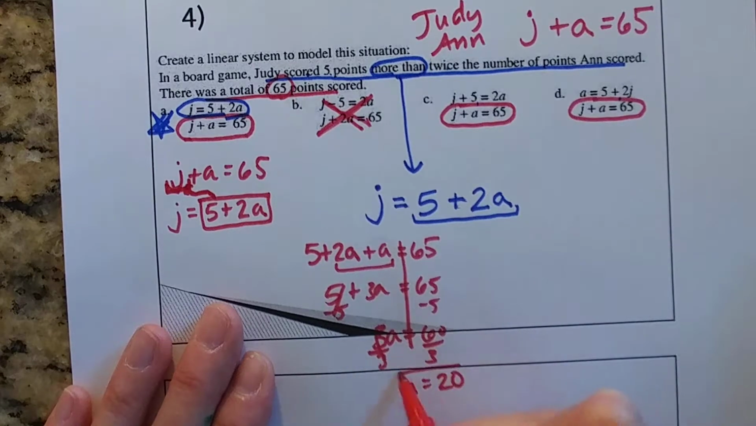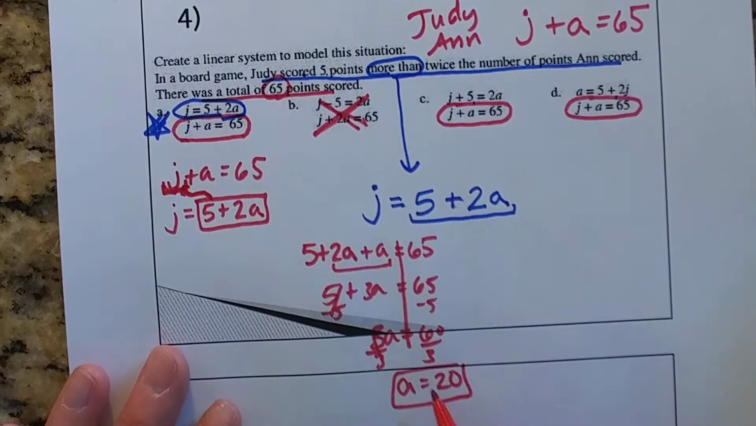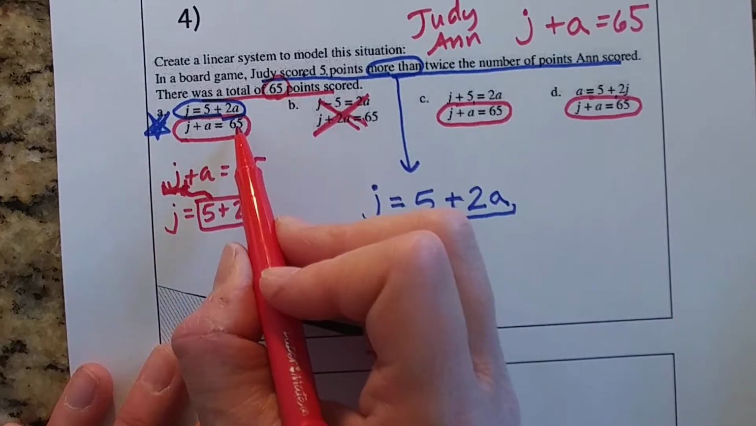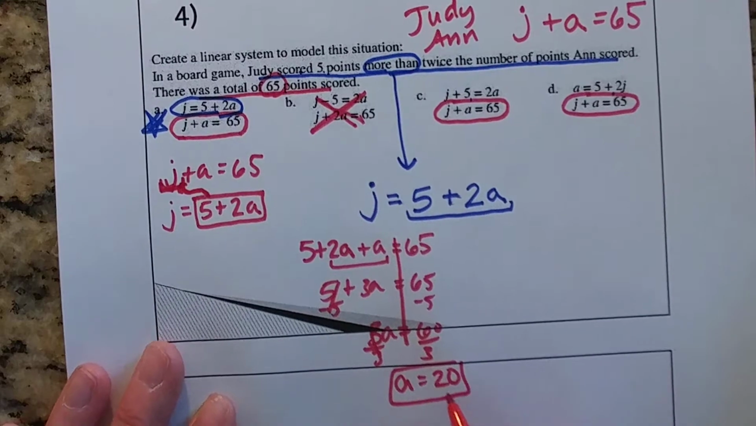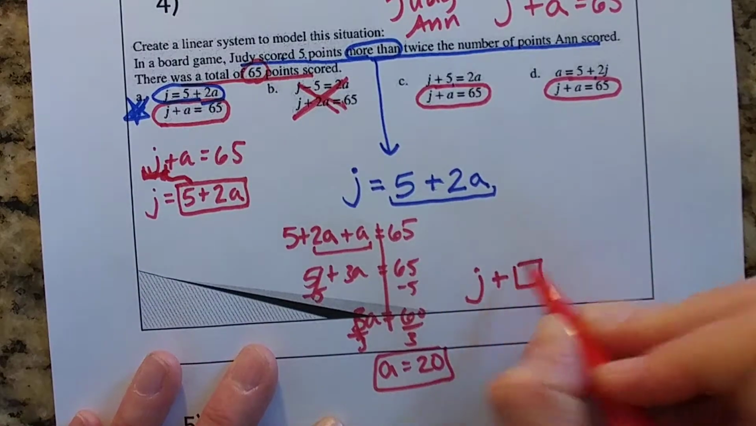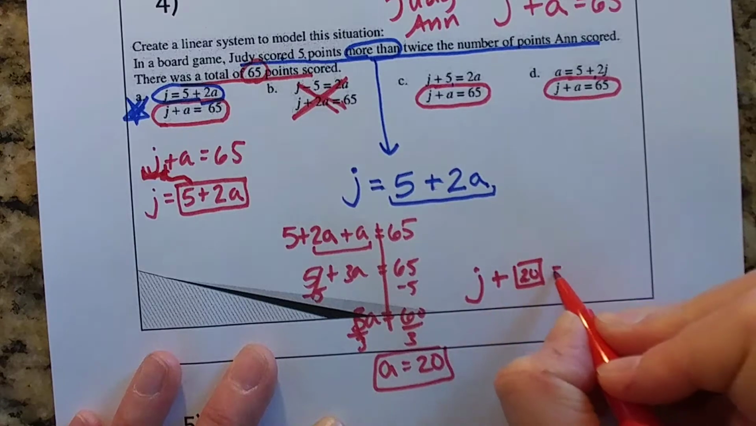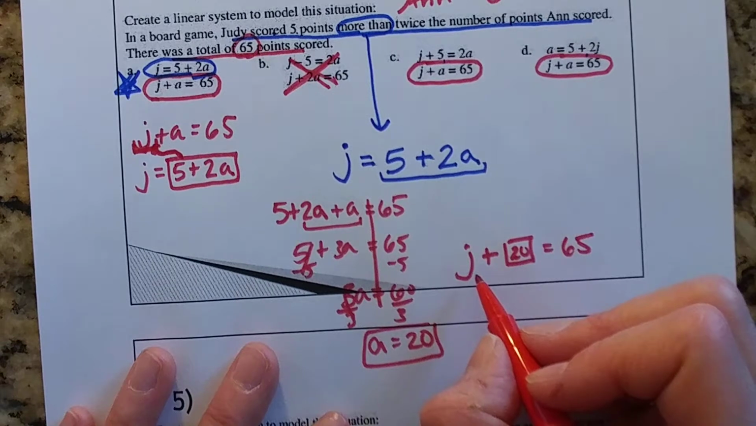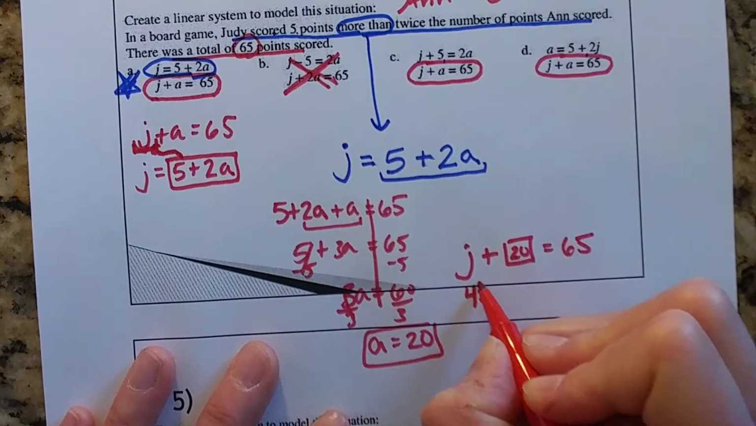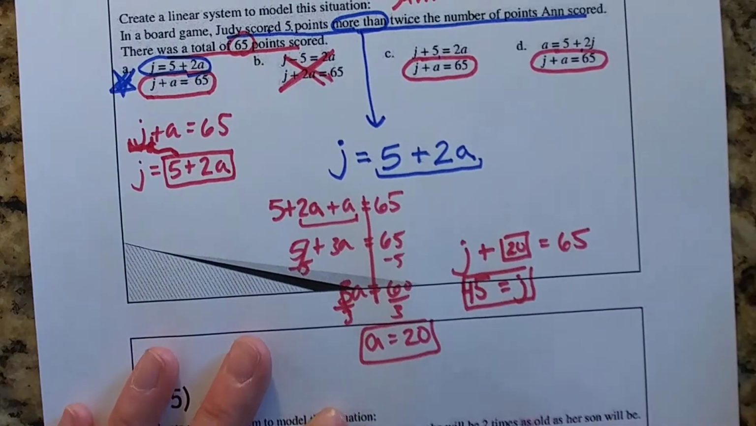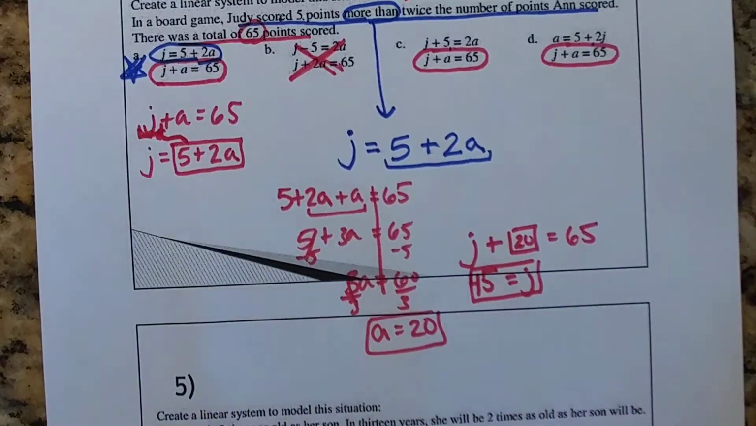Anne scores 20. Now we know that Judy plus Anne got 65 points, right? So if Anne is 20, Judy plus Anne's score, which is 20, has to equal 65. So then what would Judy have to have scored? Well, she must have scored 45. So 45 is Judy's score. So here we can see Anne is 20 and Judy is 45, and we were able to figure that out.